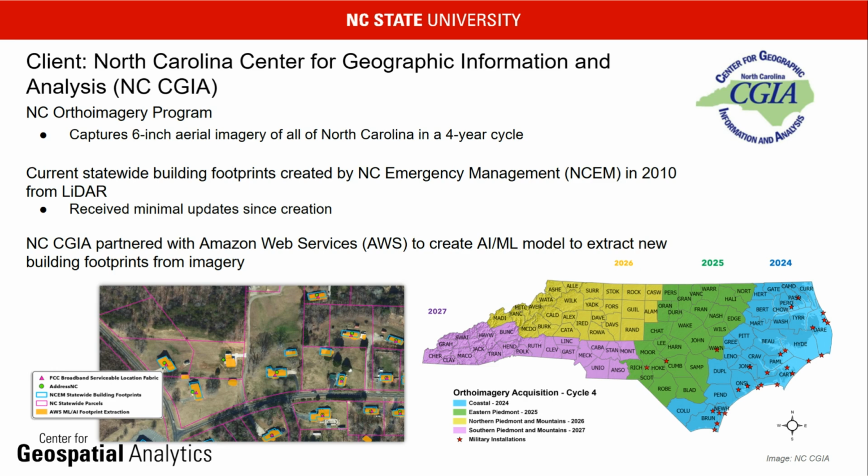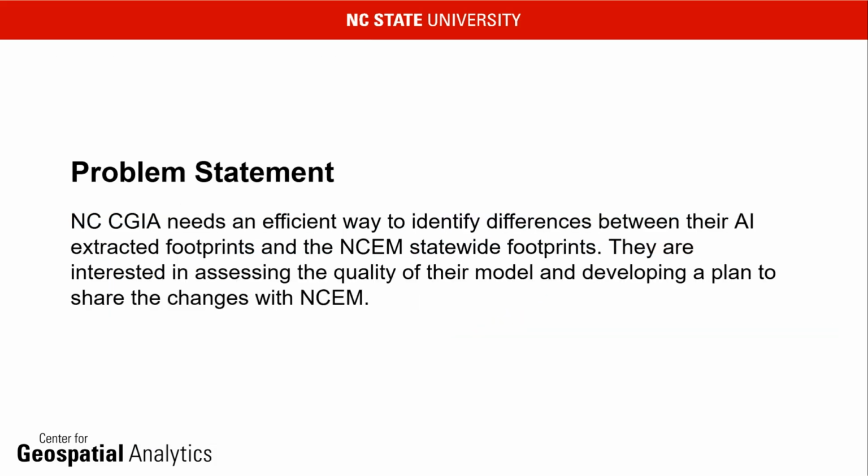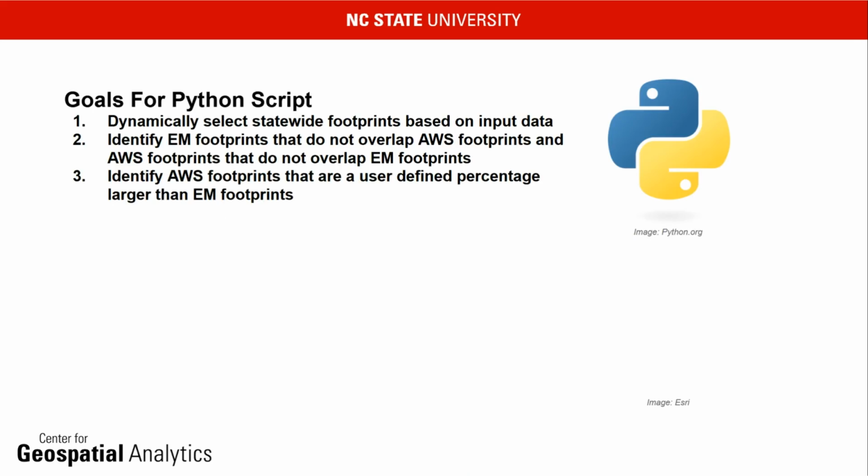NC Emergency Management has a statewide building footprint layer, but it was created in 2010 from LiDAR and has received minimal updates since then. So NC CGIA wanted an efficient way to identify differences between their AI extracted building footprints and the NC Emergency Management footprints. They want to assess the quality of their model and develop a plan to share the changes with NC Emergency Management. So I did this in 2 stages.